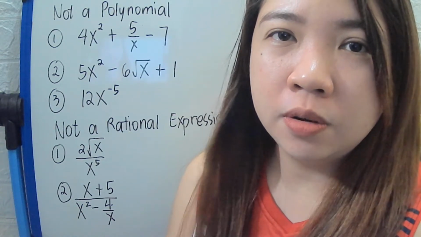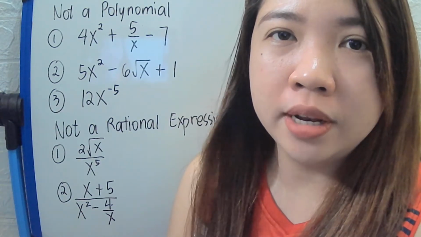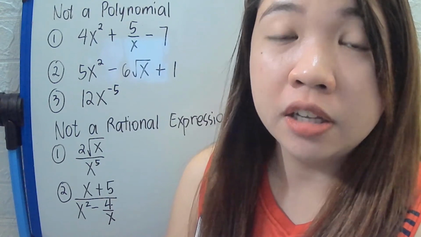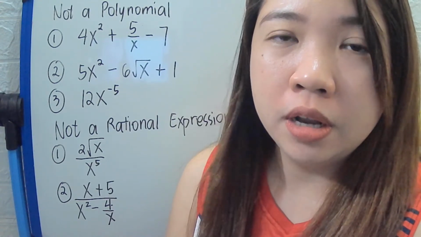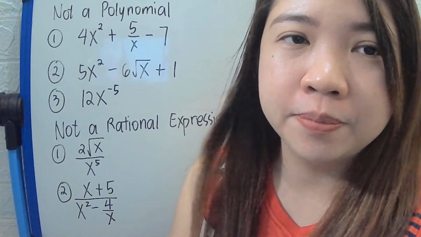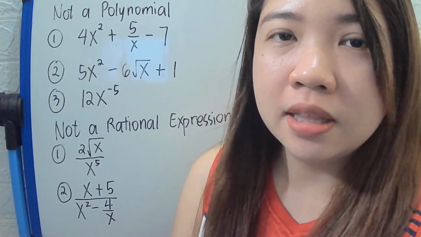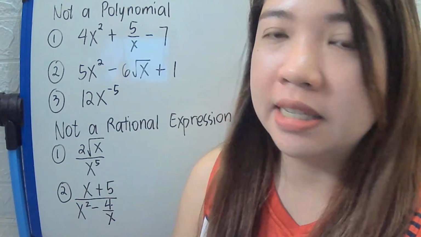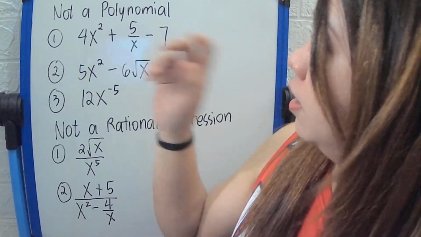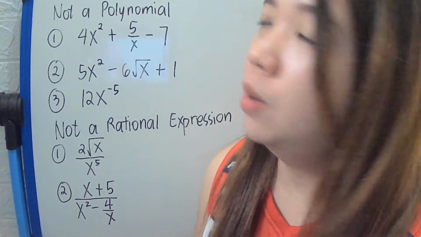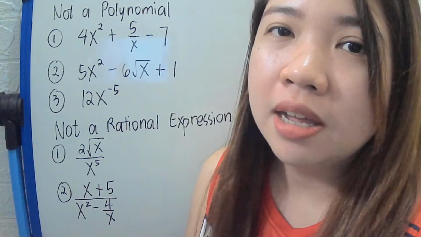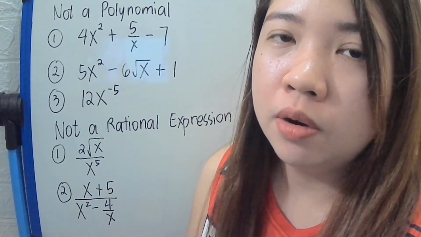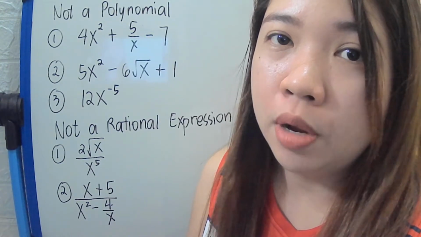In this video, I will teach you how to identify if the given is not a polynomial or not a rational expression. So let's start with if the given is not a polynomial or a polynomial. So here are the three things to consider why the given is not a polynomial.